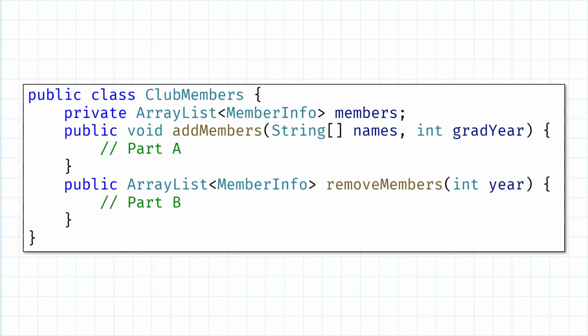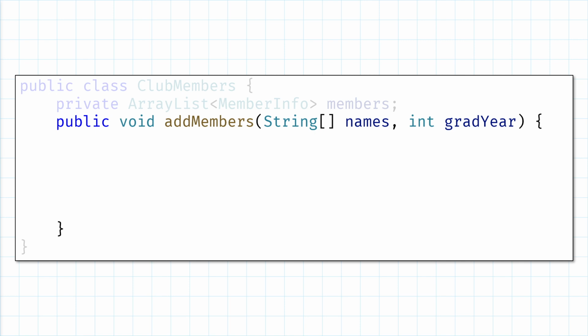And then this is a shell of the ClubMembers class that we're given as part of the problem, and there are two parts to implement. Part A takes a string array of names and creates new member info references in the members array list. And Part B removes members that graduate in a specific year, keeping track of ones that graduate in good standing.